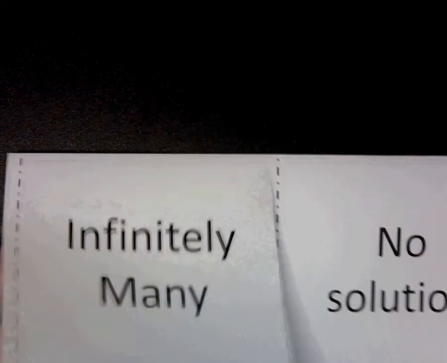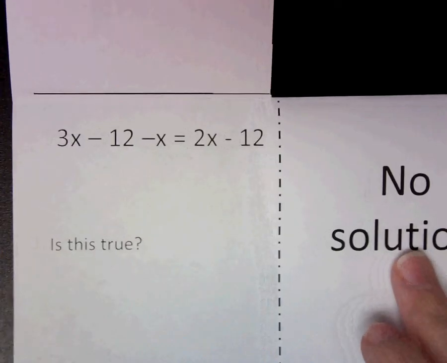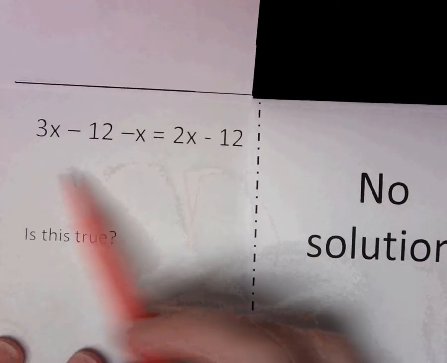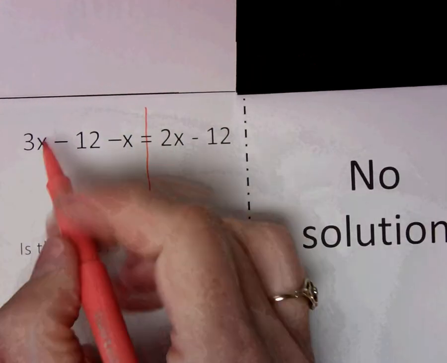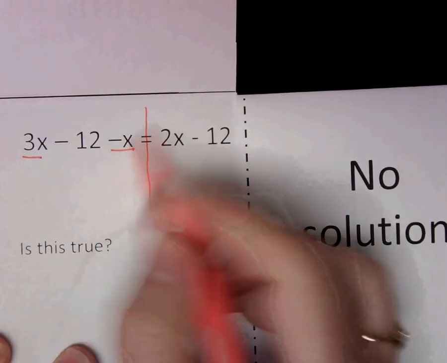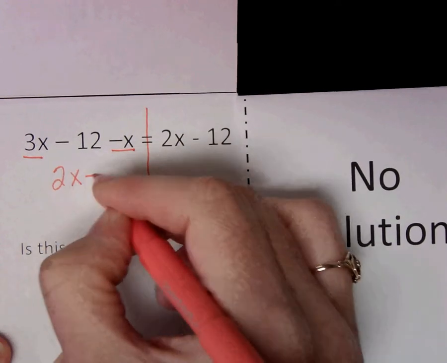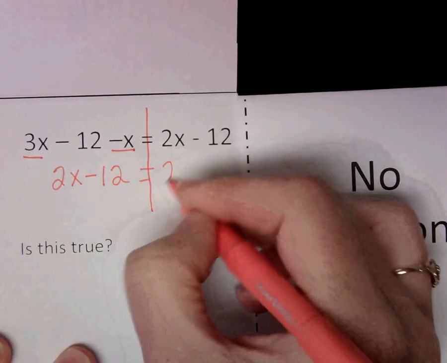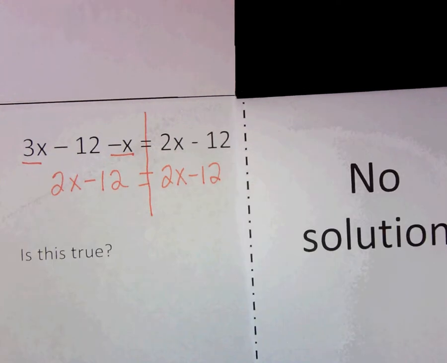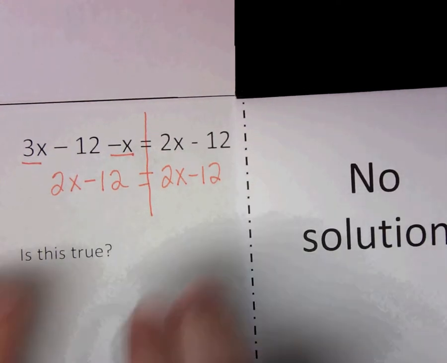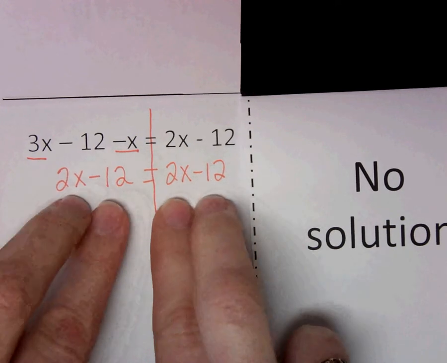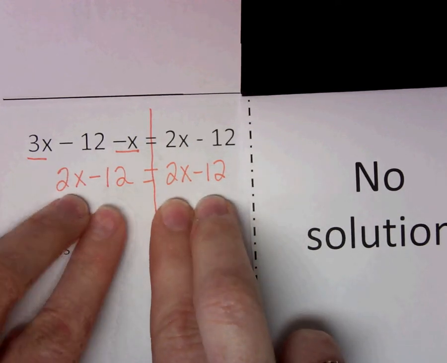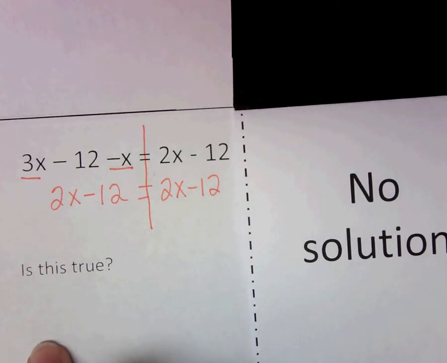Okay, so let's look at infinitely many solutions. Right now, these equations look different, right? So the first thing we would want to do is combine like terms. 3x minus 2x would be 2x, minus 12 equals 2x minus 12. What do you notice there? I hope you notice that these are exactly the same. That's really important. If you realize they were exactly the same at this point, then you could stop and you could answer what the solution is. But let's go a step further.